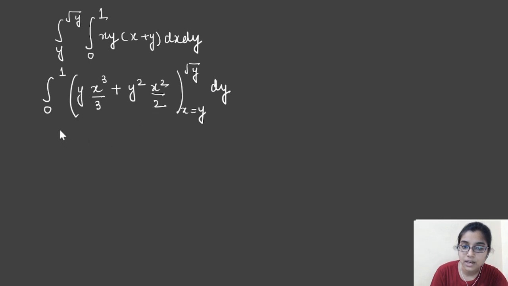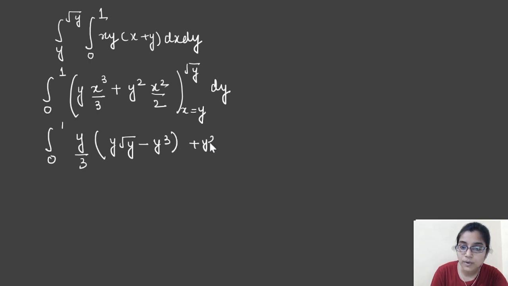Now we will apply the limit x is equal to y square to x is equal to root y, and here we have dy. Okay, so now it will be, 0 to 1, y, then here we have y by 3, and here we will be having y root y, then minus this is going to be y cube. Then this is y square by 2, this is going to be root y square, that is y, minus we'll get y square, and this is dy. So now what we have to do is that we just have to integrate.